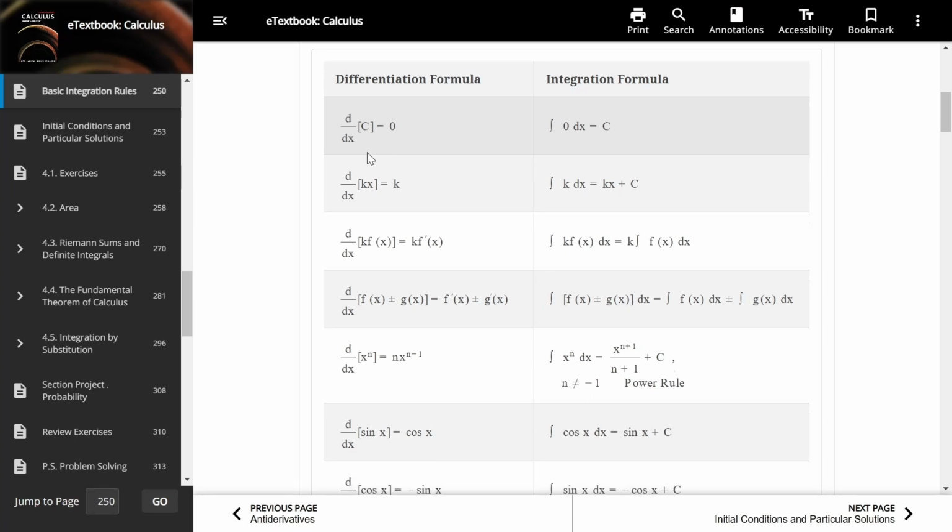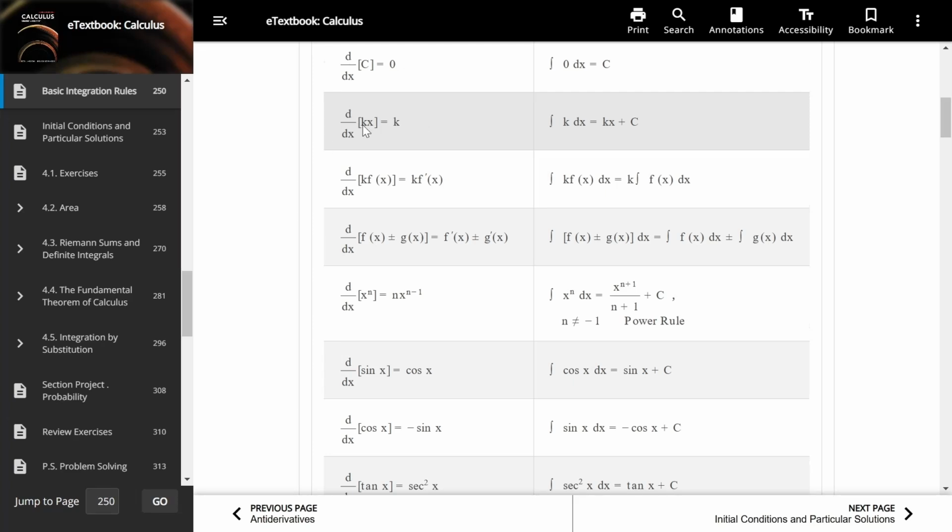For instance, if we were to have, let's say, a constant c, the derivative of a constant is just 0, right? Then the integral of that 0 will give us a constant. Why? Because we are trying to find the original function, and the original function is this c here.